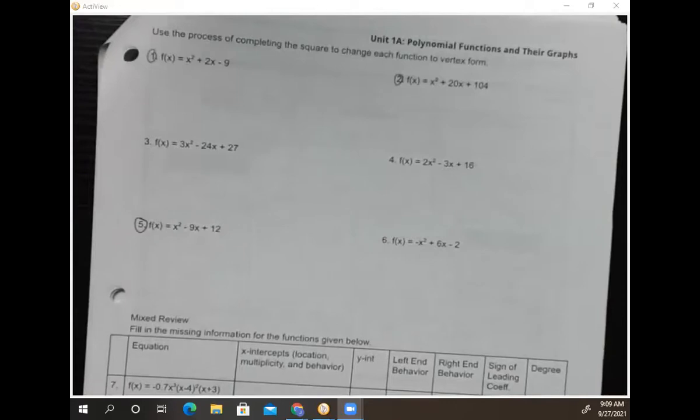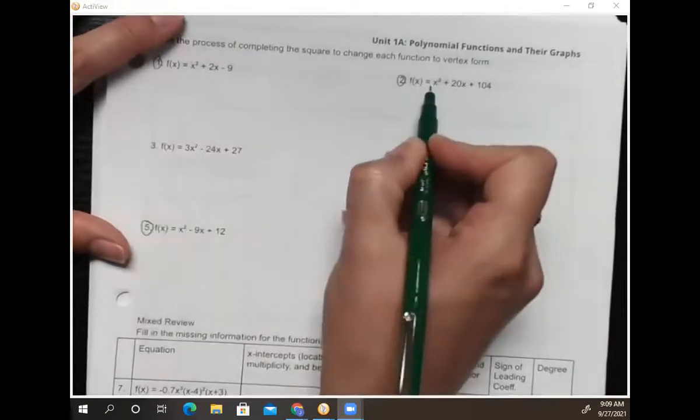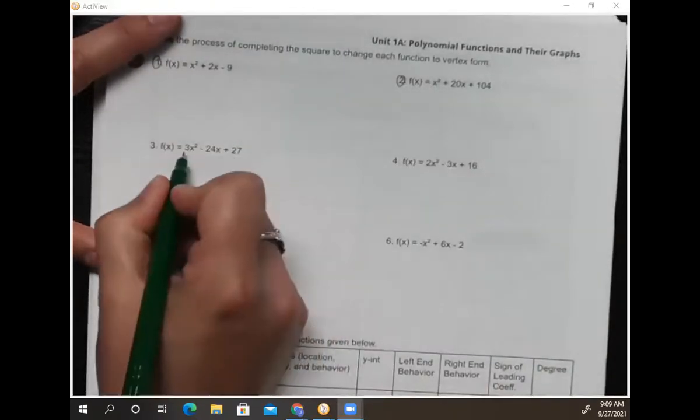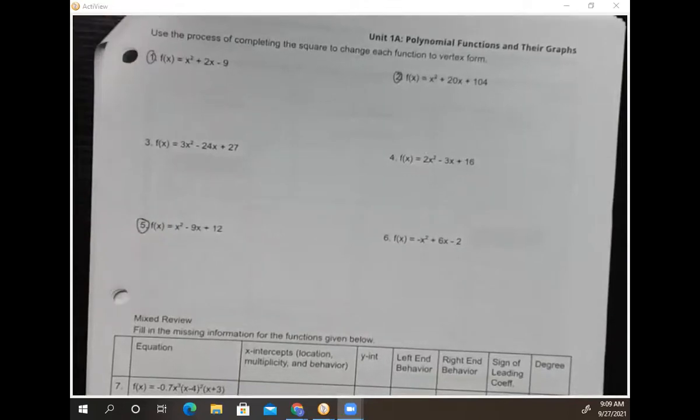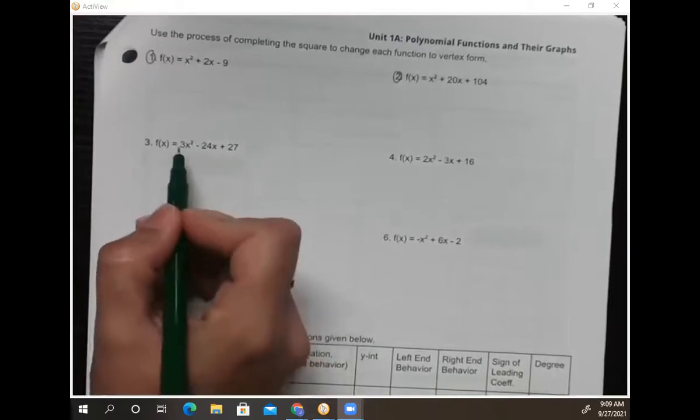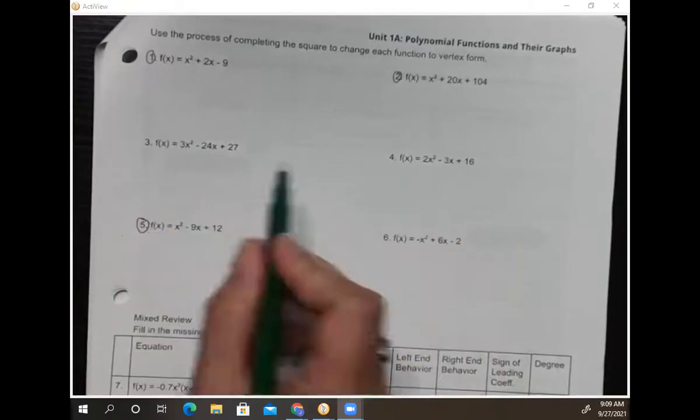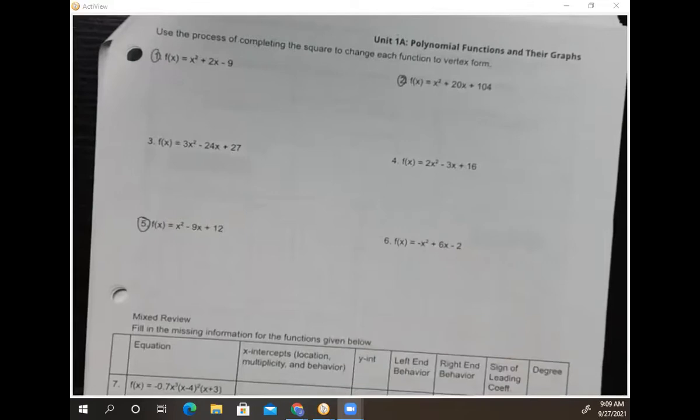I want you to notice on page 49 that we have problems with a lead coefficient of 1, and we have problems with a lead coefficient that is not 1. As of right now, we don't know how to handle stuff that has a lead coefficient that's not 1. So problems like 3 and 4 and 6, we don't know how to handle right now. So we're going to take a look at 1, 2, and 5 together, and that's what we're going to focus on for today.